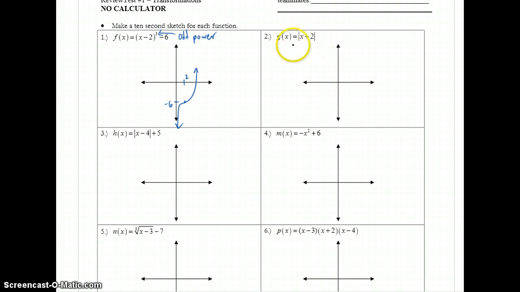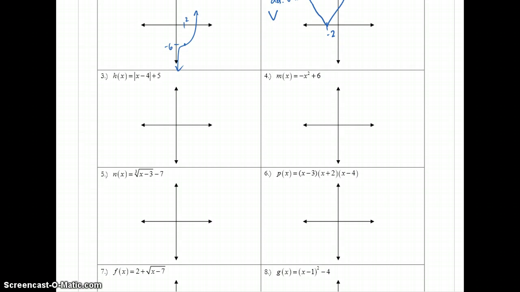The second graph, the shape we're looking at is the absolute value. Absolute value we saw earlier in the year is a V shape. The only transformation that's taken place here is the +2 on the inside, which means shift left 2. It's like the vertex that we see with the parabola, or this is also a vertex. Just shift the V left 2, and that's our graph.